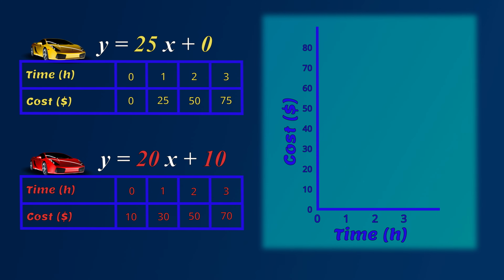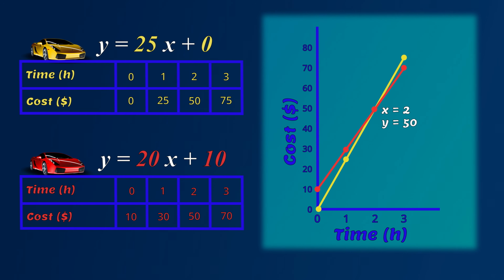Now let's draw the graphs and see where the graphs intersect. First we draw the yellow graph. 0 hours matches with $0, 1 hour matches with $25, and so on. Now for the red graph. 0 hours matches with $10, 1 hour matches with $30, and so on. Remember that the table shows that at 2 hours, both companies have the same cost of $50. The graphs intersect where the value of the X and the value of the Y fit both equations. That's the solution. We have just solved these two equations simultaneously by graphing.